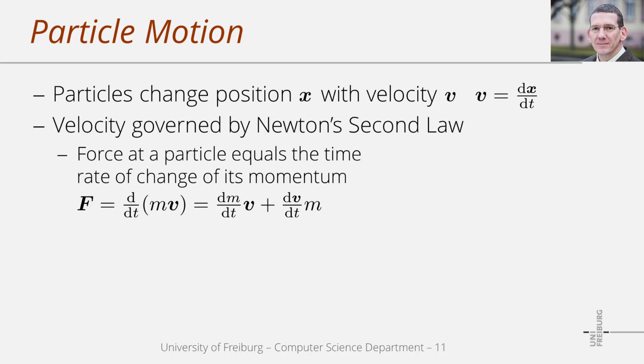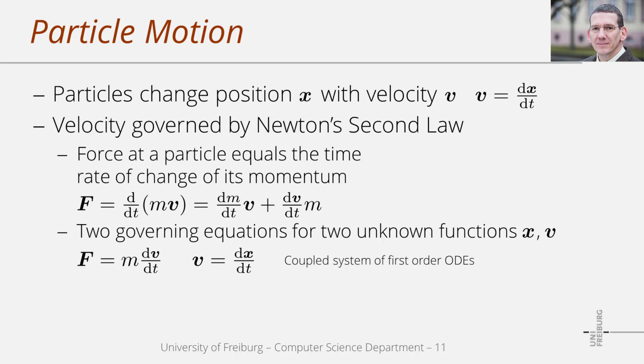The second equation that we consider governs the velocity of a particle and is known as Newton's second law. The equation states that the force at a particle equals the time rate of change of its linear momentum. The linear momentum is given as mass m times velocity v, and if we apply the product rule, we get the sum of the time rate of change of the mass times the velocity plus the time rate of change of the velocity times the particle mass. Now, this is also an ordinary differential equation, and it governs the unknown function v over time in terms of its derivative. In summary, we have two governing equations for two unknown functions x and v that we would like to reconstruct.